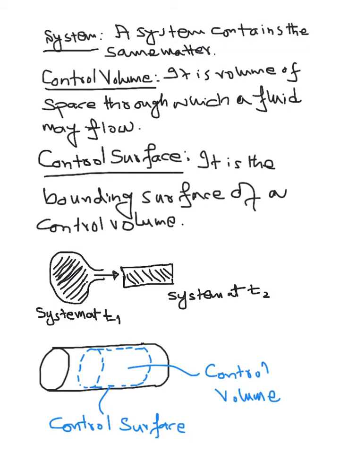Control volume is a volume of space through which a fluid may flow. For that purpose, just consider a circular channel through which the fluid is passing, and this blue dash line is representing the amount of fluid that I am considering for my analysis at a particular time. And control surface is nothing but the surface that surrounds the control volume.